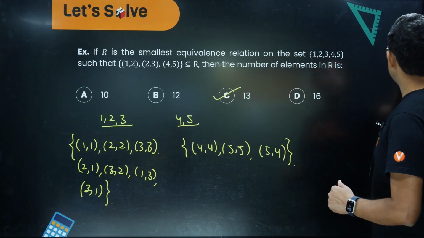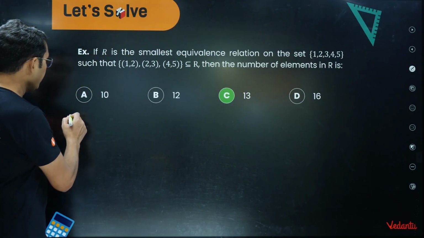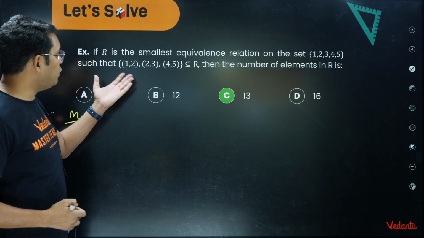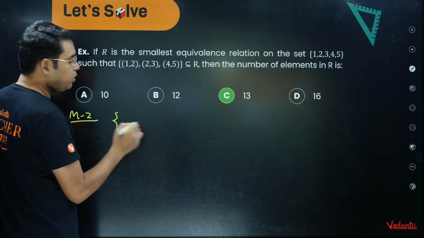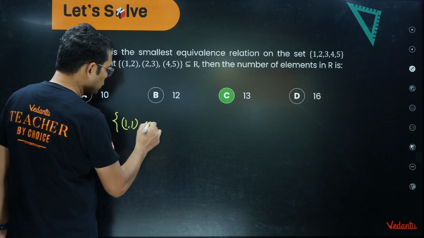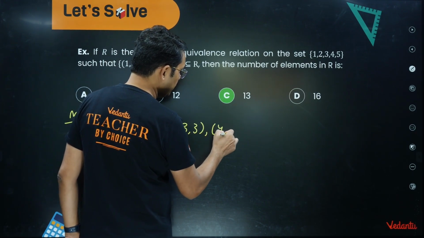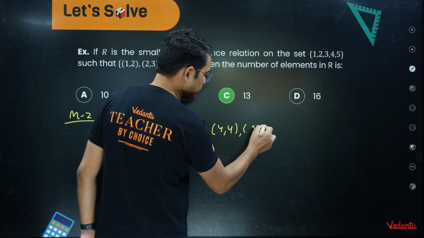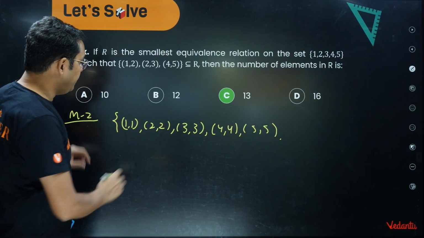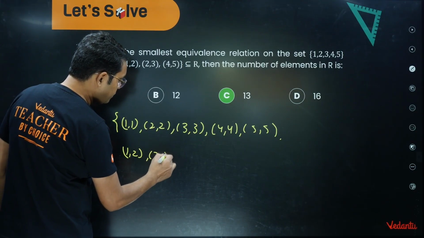Now, dear students, the second method of this question could be that if you do not know the concept of equivalence class, then you will be just writing all required ordered pairs. So first of all, I will be going with 1, 1, 2, 2, 3, 3, 4, 4, and 5, 5. Okay, and then 1, 2 is there. Let me write 1, 2 also here. So I will need 2, 1 also.